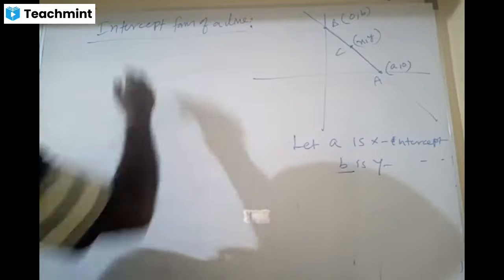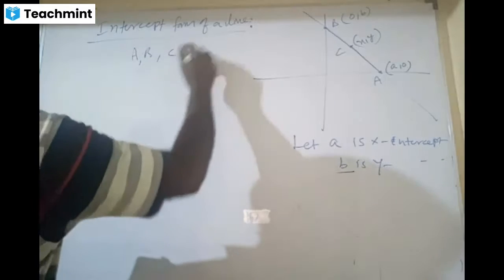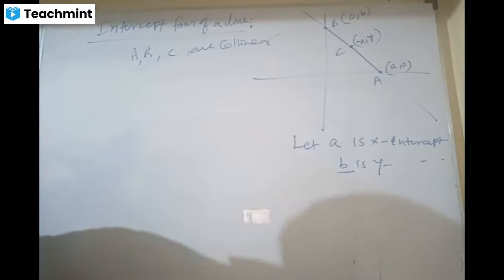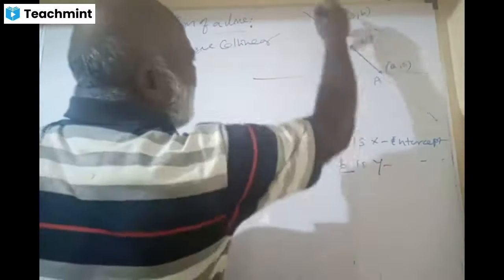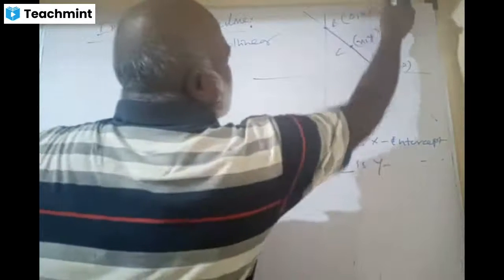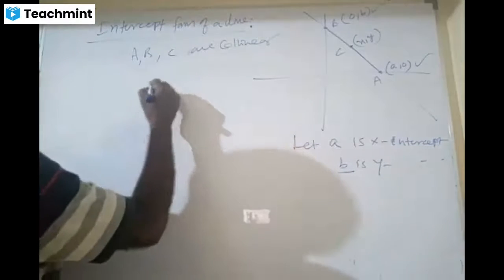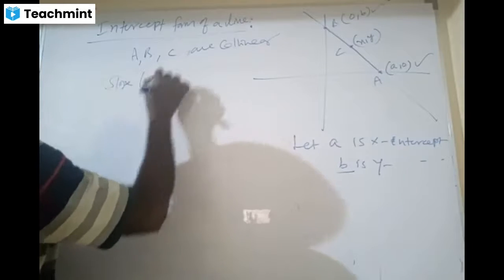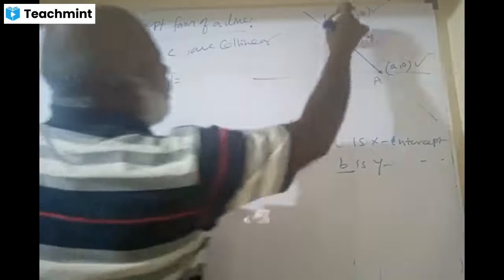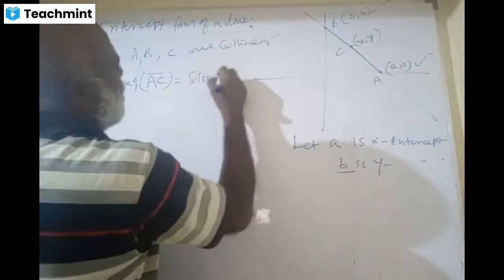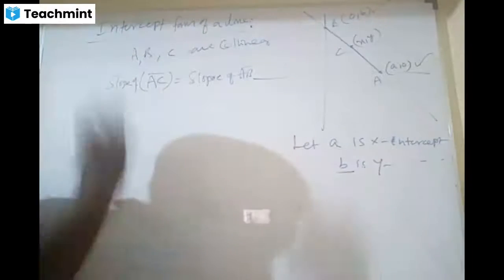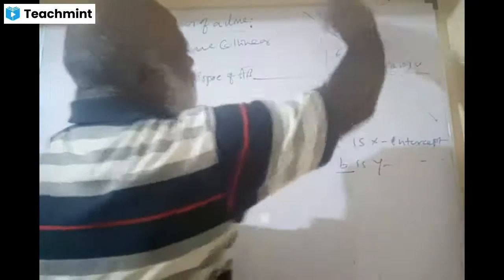Yes, sir. Because A, B, C are collinear. You take A, B, C, three points. This is given to you, this is given to you. Please tell me, what is the slope? Take AC first. Slope of AC is equal to slope of AB, because this point is known, this point is known. For the other part, you can take either this part or this part.